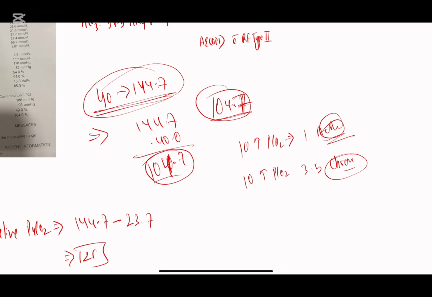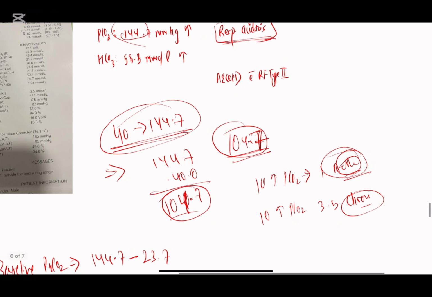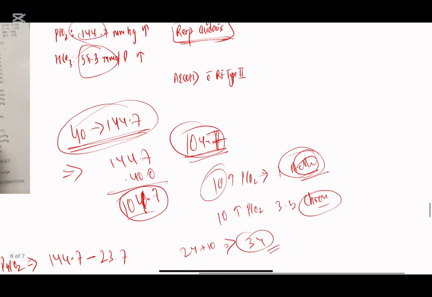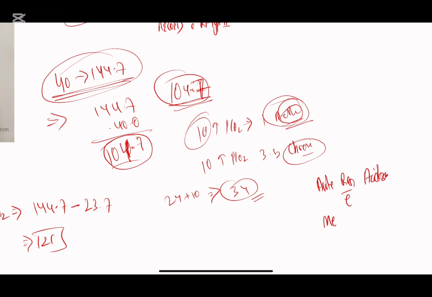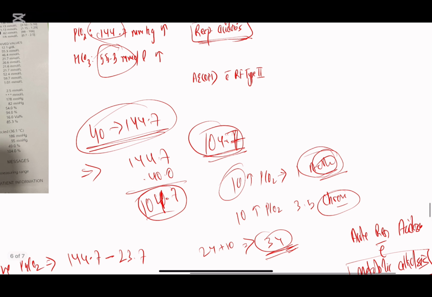So the bicarbonate should be, since the patient has acute exacerbation, 24 plus 10, 34, but we got the bicarbonate of 55. So considering this, we can say there is acute respiratory acidosis with metabolic alkalosis, because the expected bicarb is 34, but we got the bicarb of 55.3.